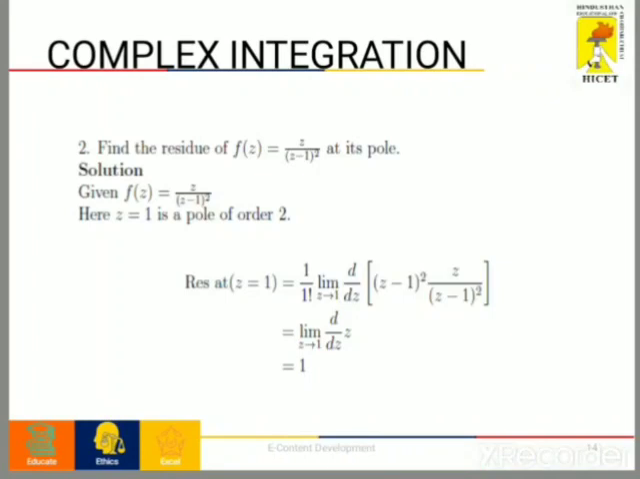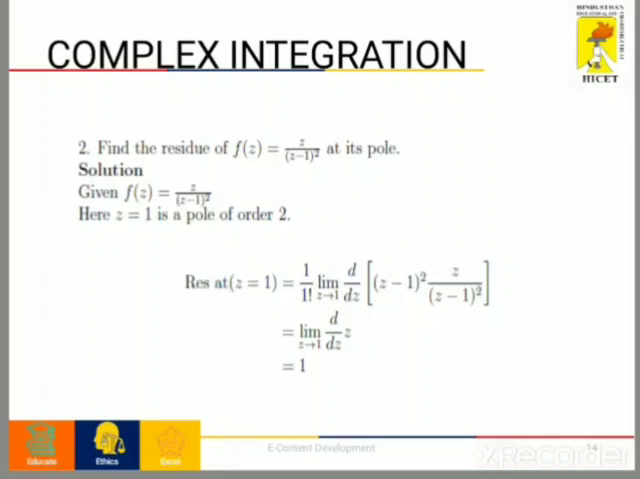Next problem, find the residue of f of z equal to z by z minus 2 the whole square at its poles. So first of all let us take the given function f of z equal to z by z minus 1 the whole square. Here z equal to 1 is a pole whose order is 2. Hence we have to use the second formula again.